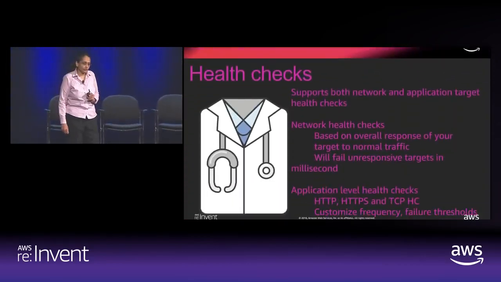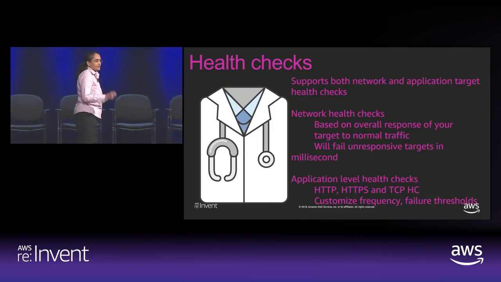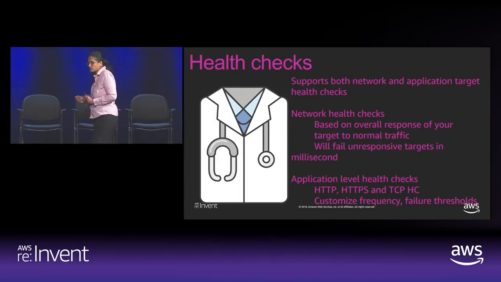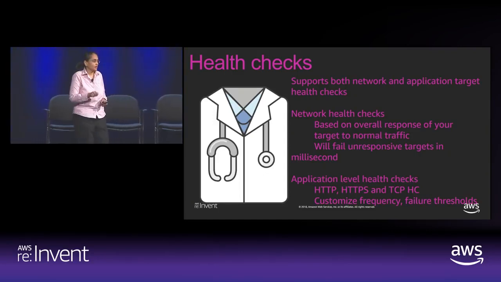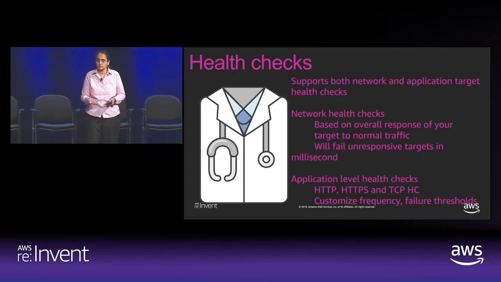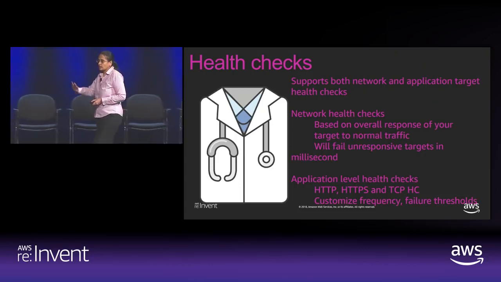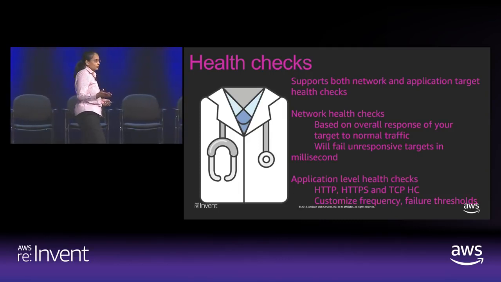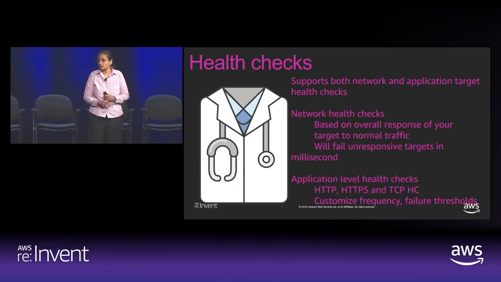So let's get into the availability model. Just like the application load balancer, network load balancer also supports health checks. But one additional thing on the network load balancer is a network health check in addition to the application health checks. The application health checks work exactly like on the application load balancer. You can configure HTTP or TCP health checks.